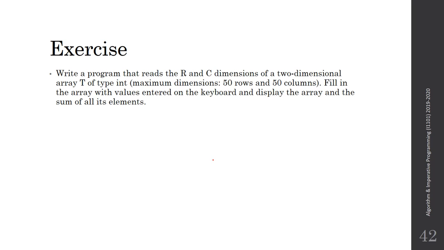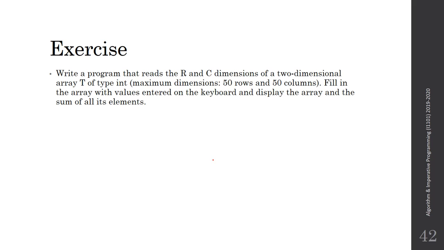We also have to do some exercises. So we need to write a program that reads the r and c dimensions of a two-dimensional array T of type integer. The maximum dimension is 50 rows and 50 columns. We'll do the same as we have done earlier in one dimension, and then we will fill the array with values entered on the keyboard and display the array and the sum of all the elements. So we'll do all what we have done earlier in the first dimension.